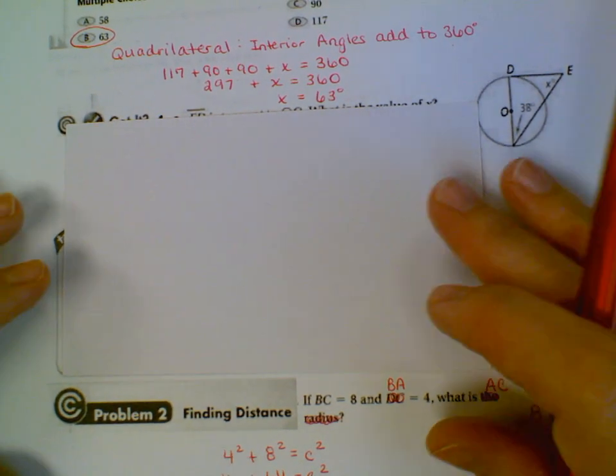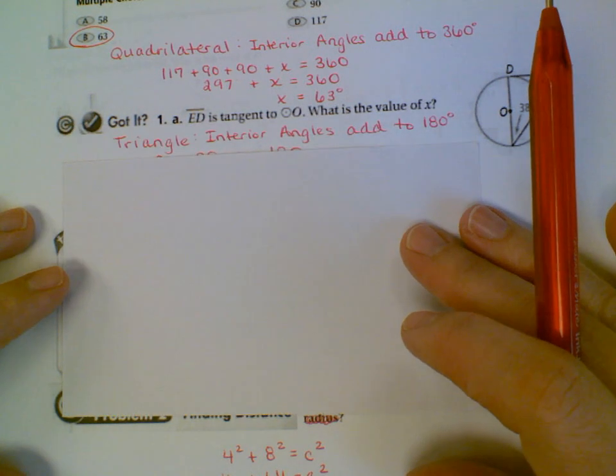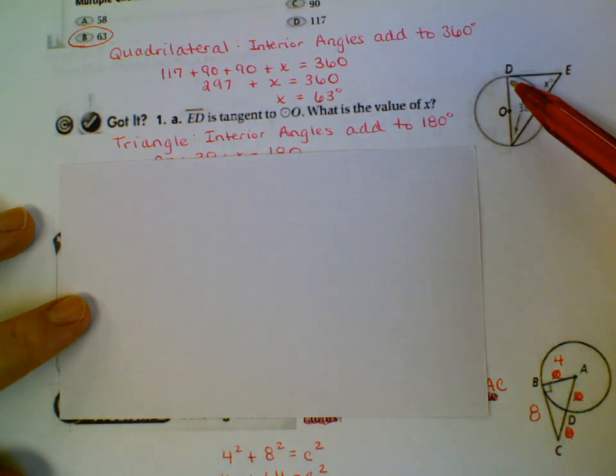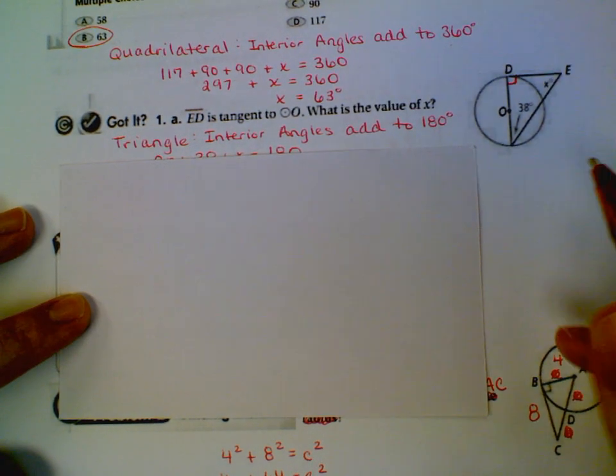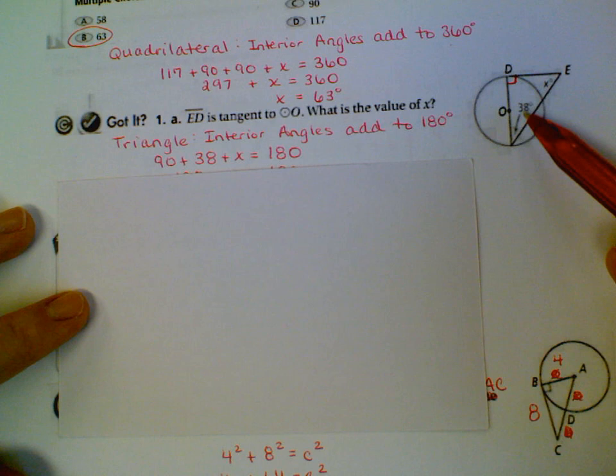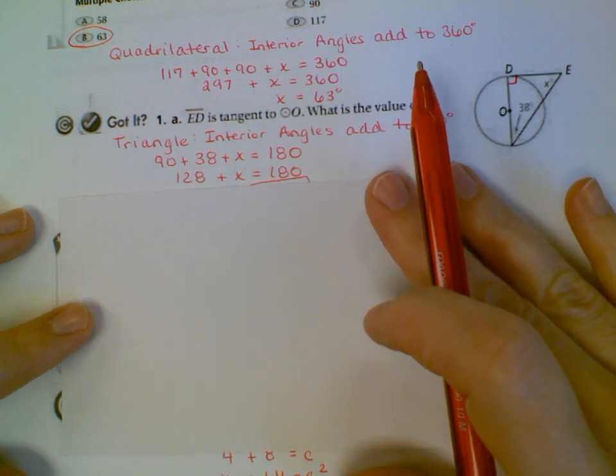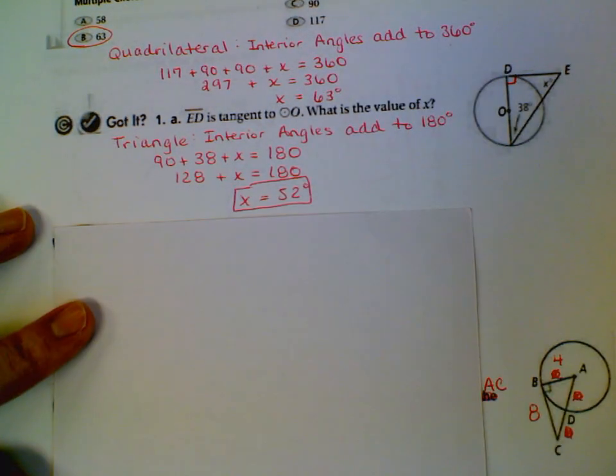In the got it question, we only have a three-sided figure, so that means my interior angles will add up to 180 this time. My point of tangency would be at D, so there is my right angle. I would add up 90 and 38, which is 128, subtract it from 180, and you should have gotten 52.